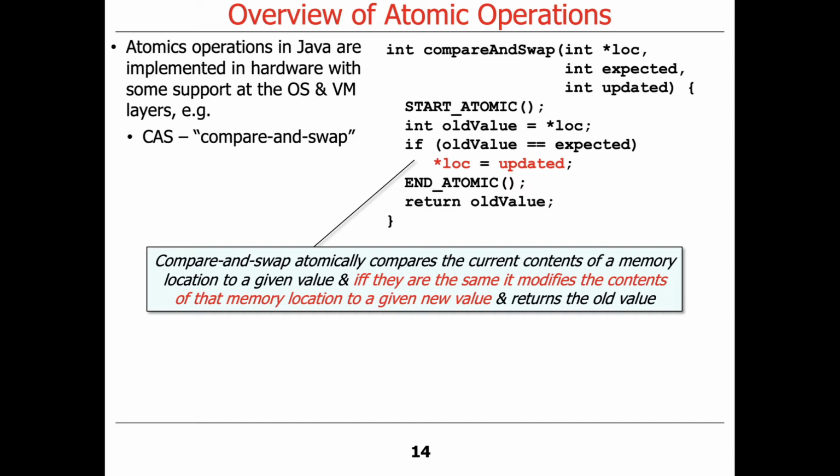So you can see that this compare and swap only works if the old value equals the expected value, in which case it gets atomically updated. And then the last thing that gets done here is the old value is returned. So we can see what the value was before we did the atomic update.